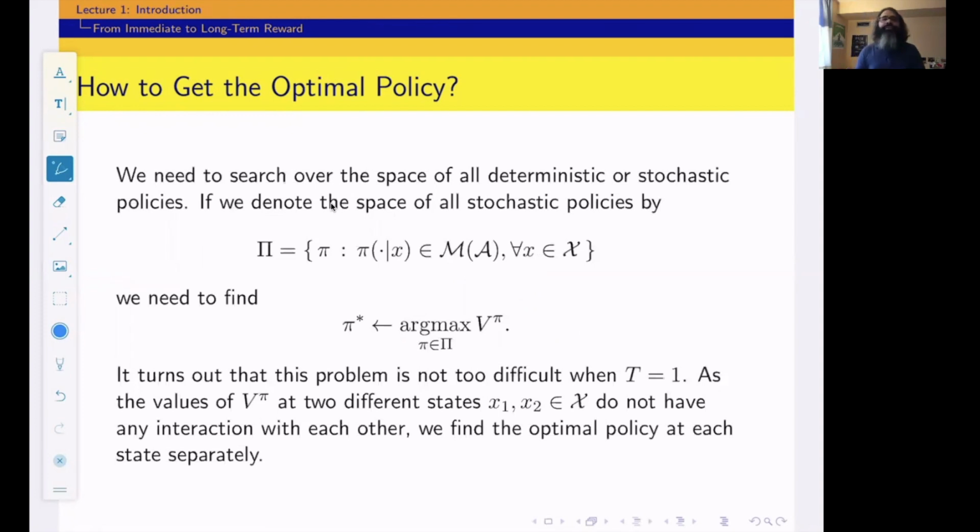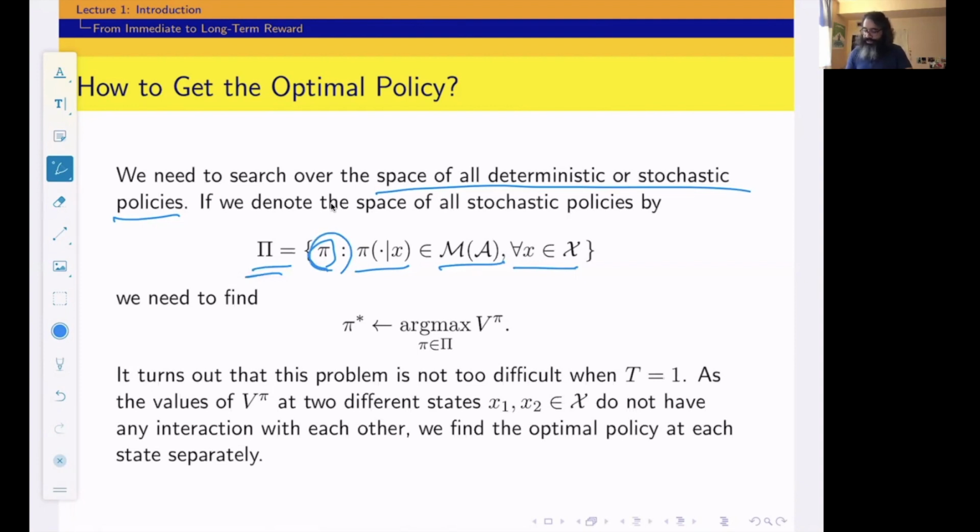We want to find a policy that, among all possible policies, has the highest value of V of pi. So let's search in the space of all deterministic or stochastic policies. If we denote the space of all stochastic policies by capital Pi, it would be the space of all distributions such that pi of dot conditioned on x belongs to the space of distributions over actions. Remember, M of A means the space of distributions over actions. And this is defined for all states. If I have 10 states, I have 10 distributions, one for each state. If I have an infinite number of states, I have an infinite number of distributions, one for each x. Then I combine all of them, and that gives me this pi, and this is the space of all possible pi's.